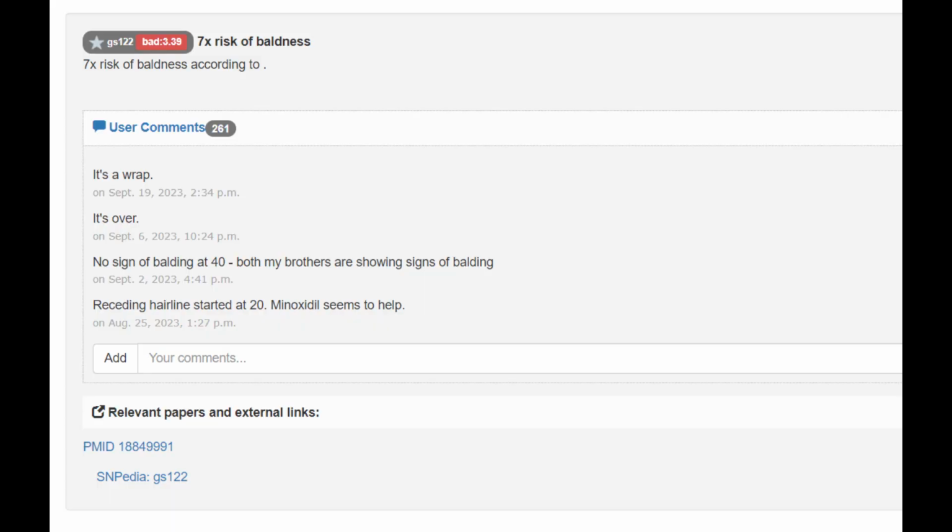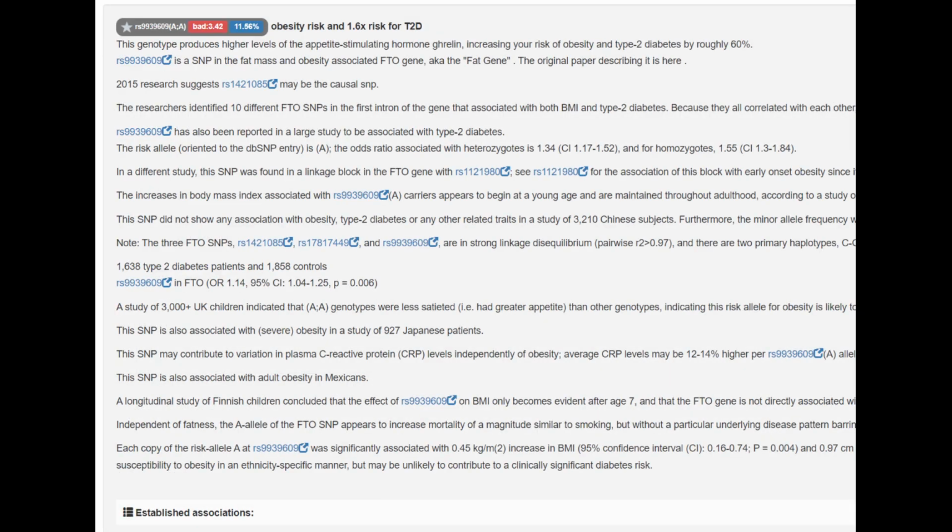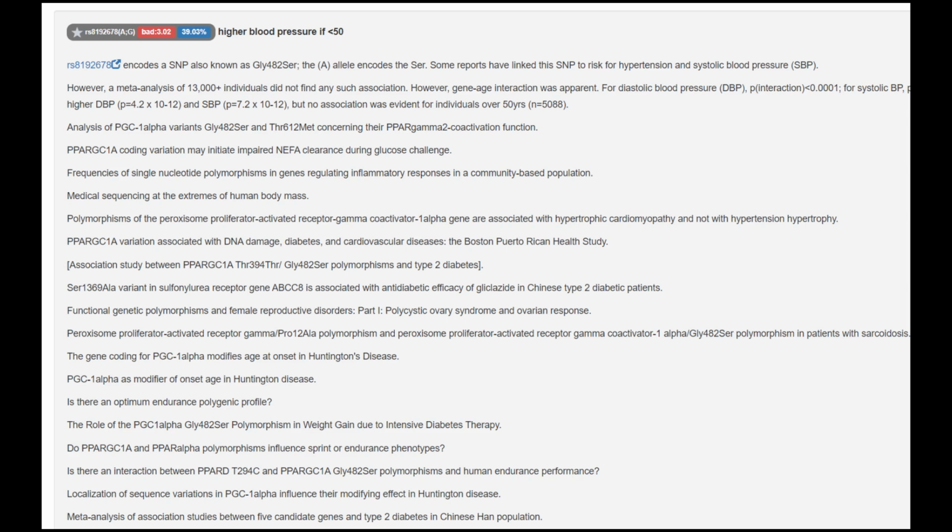She's got this genoset, which increases her risk of baldness by 7 times. A genoset really means a collection of genotypes where you satisfy a certain rule. And if you satisfy this rule, you have the genoset. She does have this genotype for increased risk of type 2 diabetes and obesity. She also had this genotype, which increases the risk of having high blood pressure if under the age of 50.